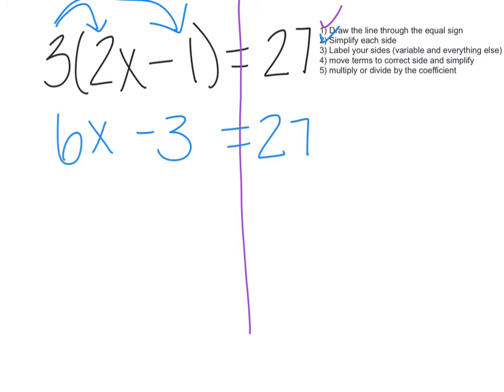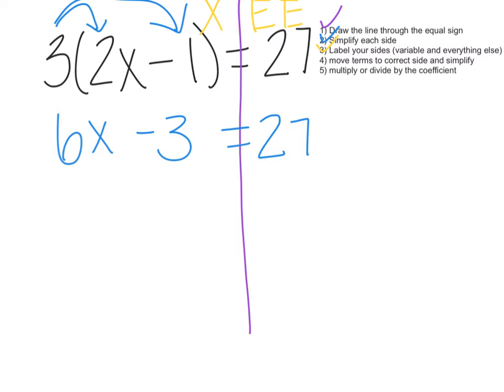Step 3 tells me that I need to label my sides. So I'm going to label my x side and my everything else side. That tells me what needs to move. If it has an x, it should be on the left side. If it doesn't have an x, it should be on the right side. So that leads me to step 4.